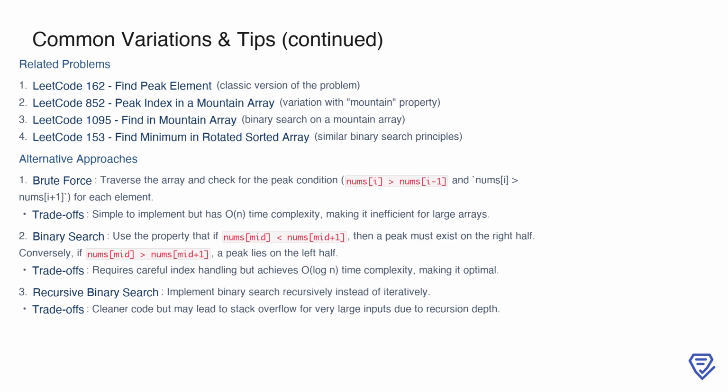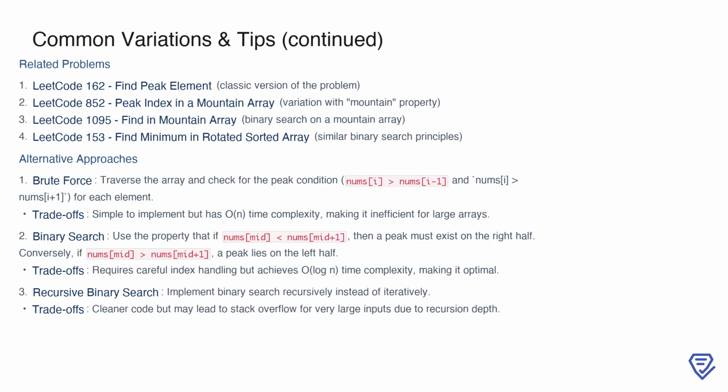Now, let's discuss alternative approaches to solving peak finding problems. The brute force method involves traversing the array and checking the peak condition for each element, where nums[i] is greater than nums[i - 1] and nums[i + 1]. While this approach is simple to implement, its time complexity makes it inefficient for large arrays. On the other hand, binary search uses the property that if nums[mid] < nums[mid + 1], a peak must exist on the right half, and if nums[mid] > nums[mid + 1], a peak lies on the left half. This approach is optimal with log n complexity but requires careful index handling.